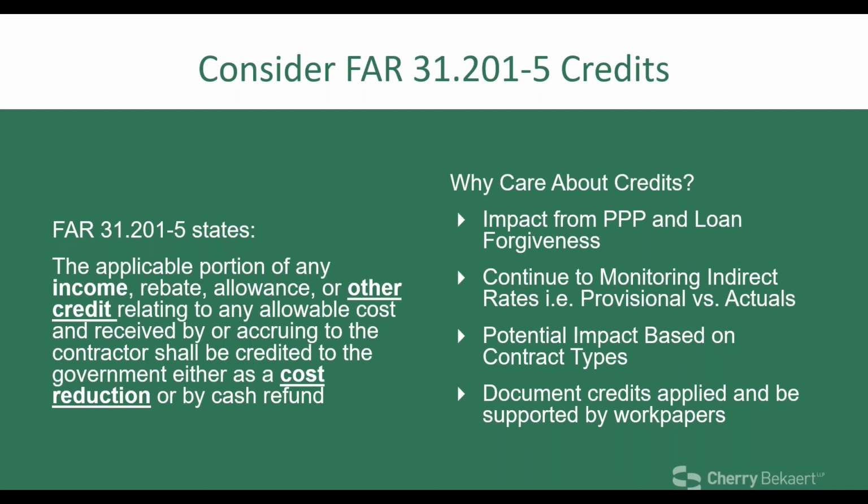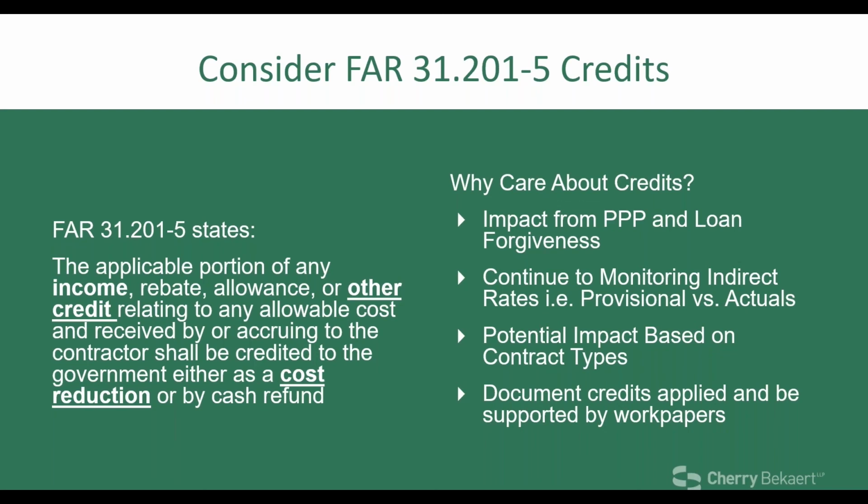The FAR clause that talks about credits is 31.201-5, and the definition is the applicable portion of any income, rebate, allowance, or other credits relating to the allowable costs received by or accruing to the contractor shall be credited to the government either as a cost reduction or a cash refund.